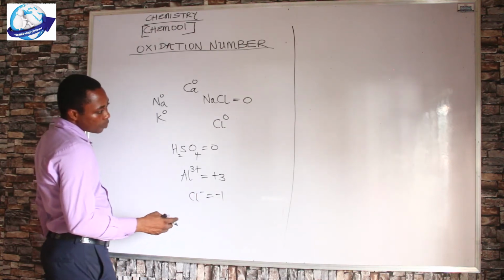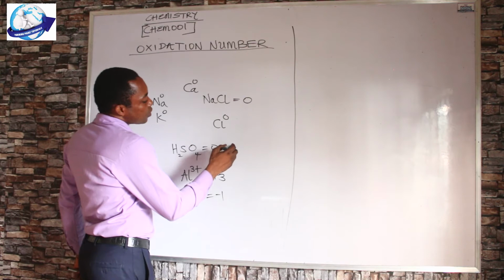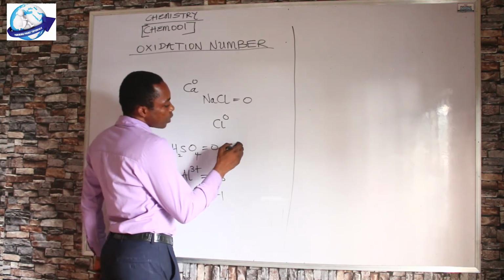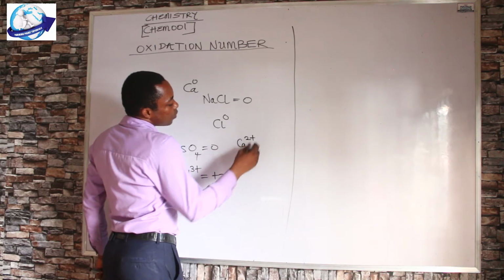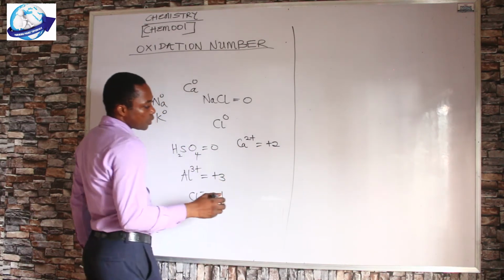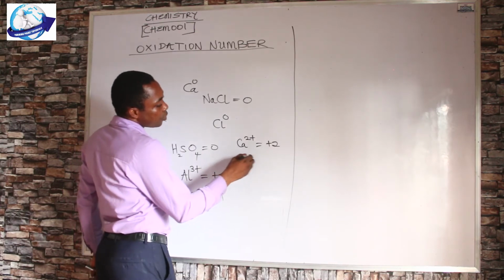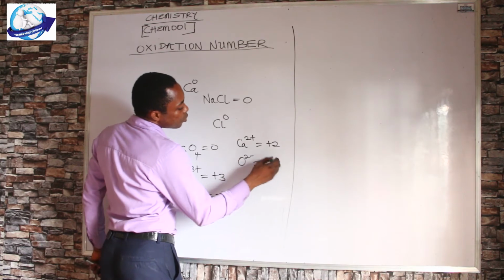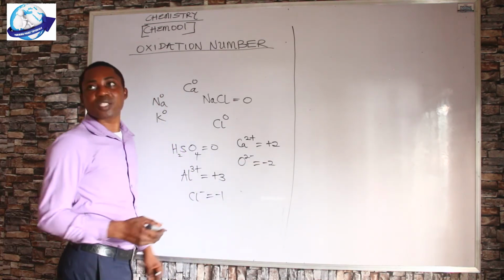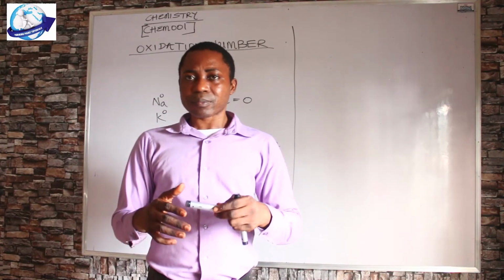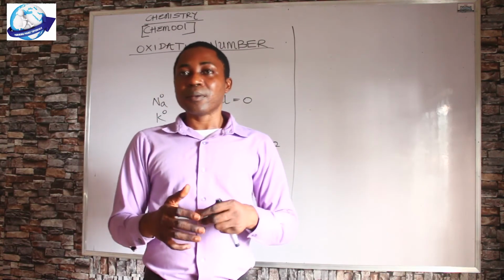In the case of calcium 2 plus, the oxidation state here is plus 2. Now in the case of oxygen, the ion is O2 minus, and the oxidation state is minus 2. So the next rule to follow is in the case of radicals.